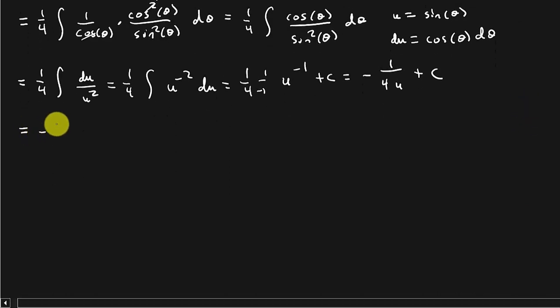All right. So this is going to be negative 1 over 4, and then what's u? That's sine theta, plus c, which is equal to negative 1/4, and 1 over sine is cosecant.